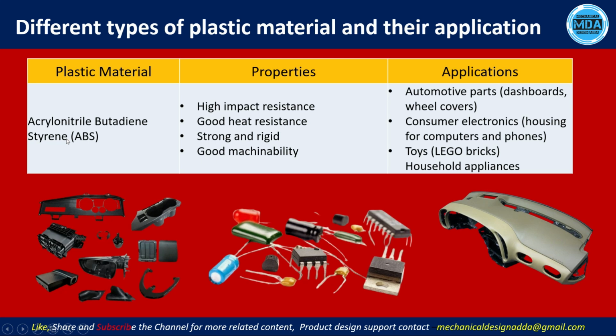Acrylonitrile Butadiene Styrene, ABS. It is used in automobile parts and electronic systems, and it has high impact resistance and good heat resistance. It is strong and rigid, with good machinability.